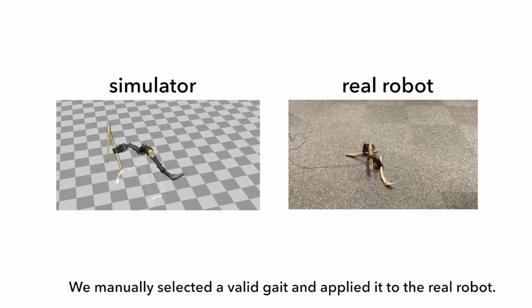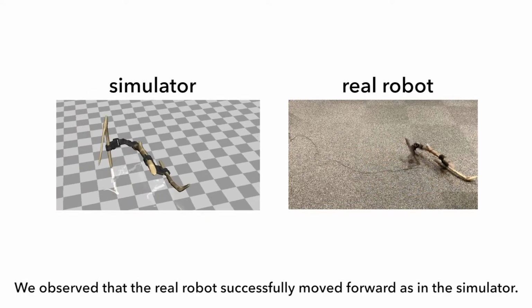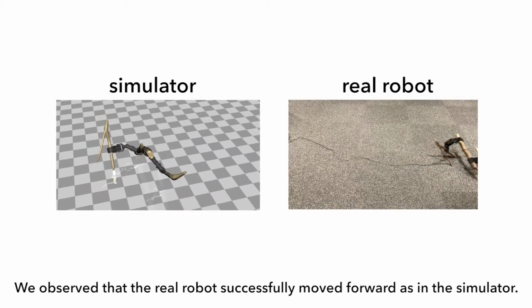We manually selected a valid gait and applied it to the real robot. We observed that the real robot successfully moved forward as in the simulator.